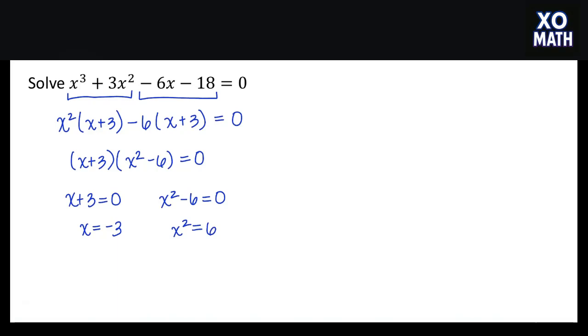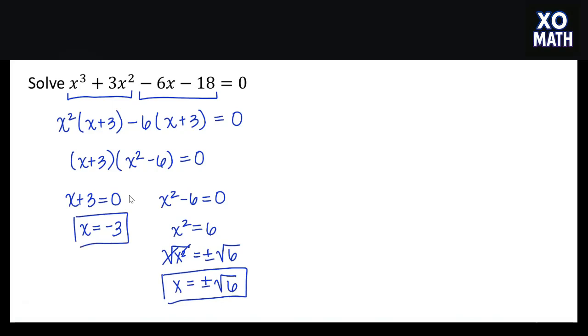And then I can take the square root of both sides, but I am going to get out plus or minus the square root of 6. So the square root and the square simplify to just x. So I get plus or minus the square root of 6. X is equal to negative 3.